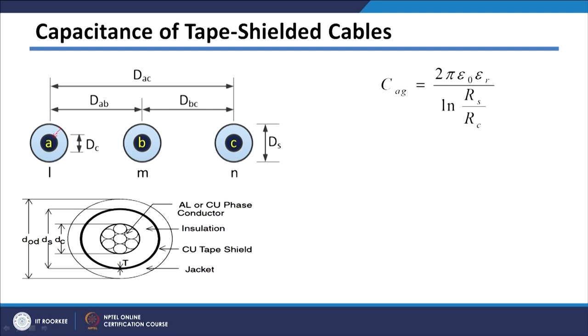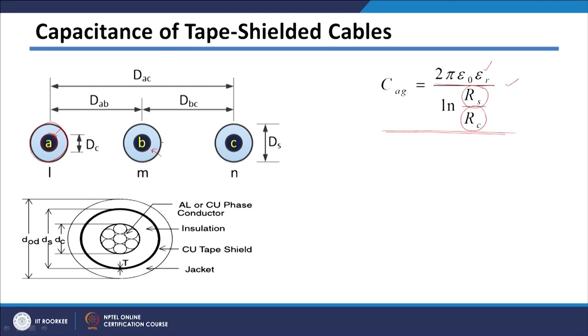So, in that case, your equation for your capacitance will be just 2 cylindrical electrodes, and we know that capacitance between 2 cylindrical electrodes is given by this equation, where this is nothing but your radius of shield and this is nothing but your radius of the conductor, and these are constants, that is 2 pi epsilon 0 epsilon r, where epsilon r is relative permittivity of your insulation material.